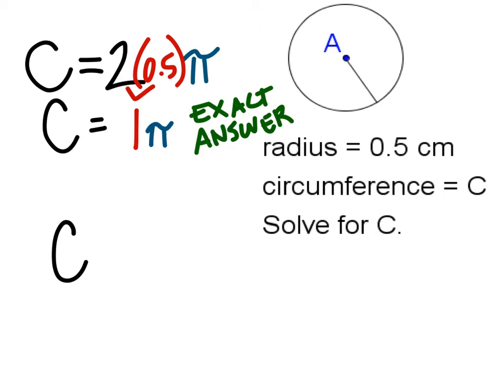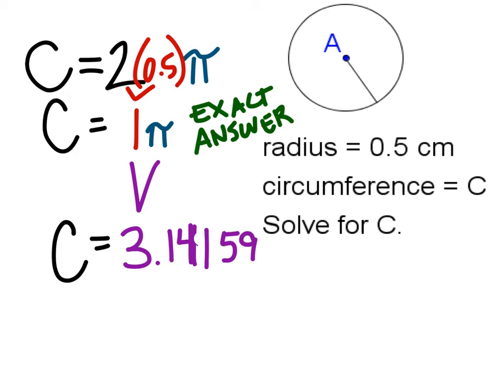And to find the approximation, I'm going to take 1 and multiply it by pi, which would give me, on my calculator, 3.1415 and so on. This one told us specifically to round to the nearest tenth. So I look to the decimal value to the right of the tenths, which is the hundredths. That's a 4, which means I will not be rounding the 1 up to a 2. And then I just have my answer right here.